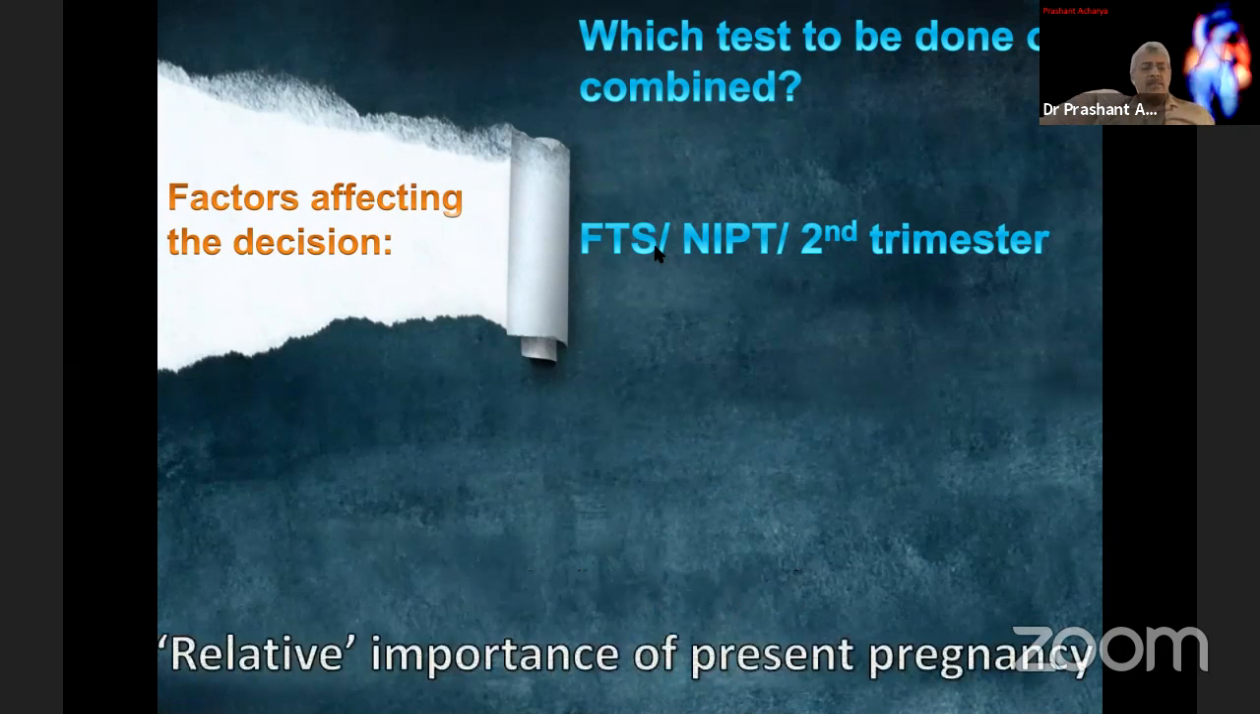And the last is going to be the relative importance of the present pregnancy. Every pregnancy has its own importance. I know every pregnancy is precious. That is the baseline, without any doubt, and that has to be understood very clearly. But if a lady already has 4 kids playing at home, there are chances that she may opt for terminating a pregnancy. I don't say she's correct, but she may.